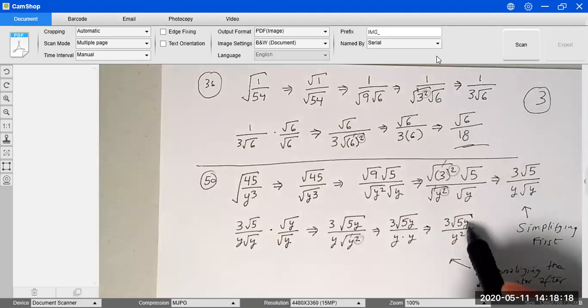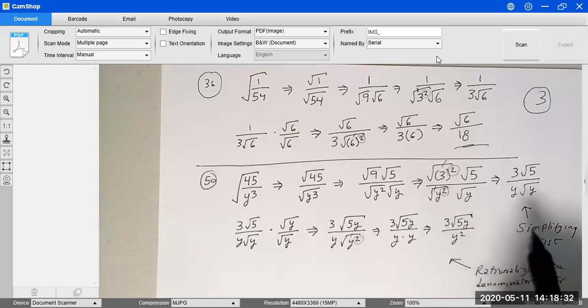The same thing here. You can say, oh, I have y here and y squared here. Maybe I can cancel this exponent and remove one y. No, because this y is inside of a radical and this y squared is outside of a radical. So they are not of the same kind. So be careful about that.